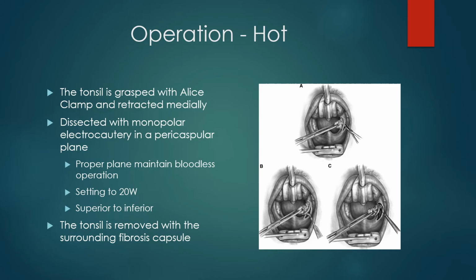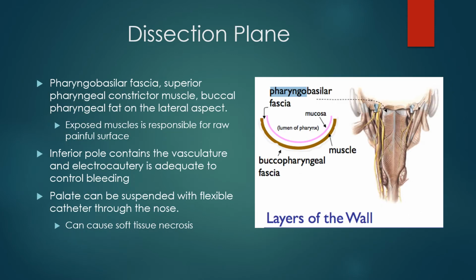We'll be talking a little bit more specifically about the particular plane and what is left in the patient and what is removed. Once the tonsil is removed, we're going to have the pharyngobasilar fascia, superior constrictor muscle, and also the buccopharyngeal fat left on the lateral aspect of the patient. Here, we have to be careful with the muscle because entering that particular plane can increase bleeding. Also, the exposure of the muscle is responsible for the raw painful surface.